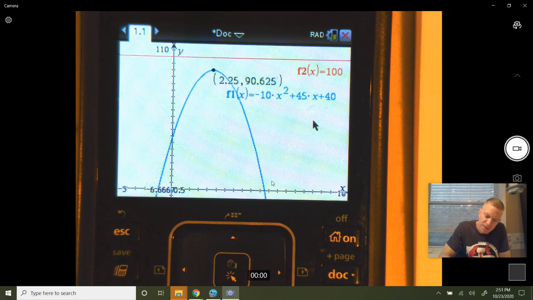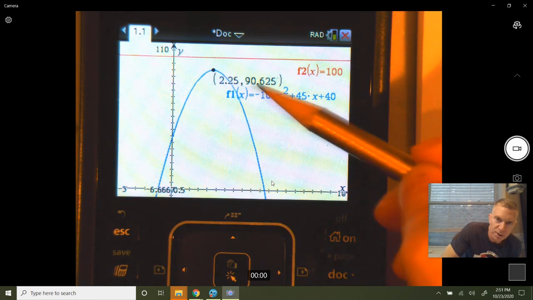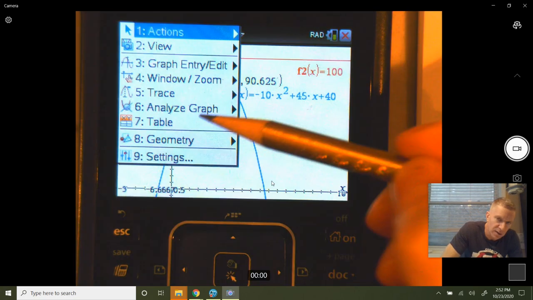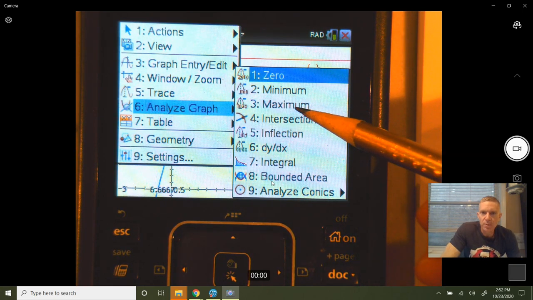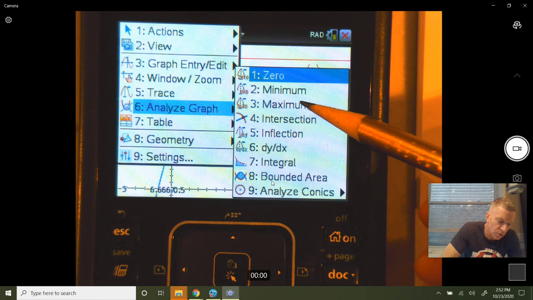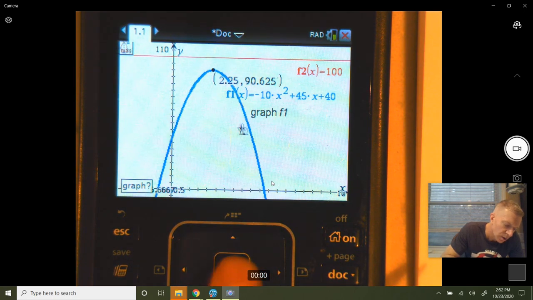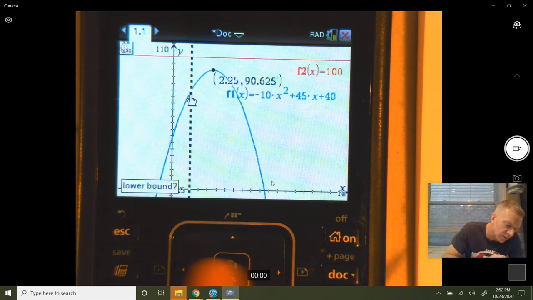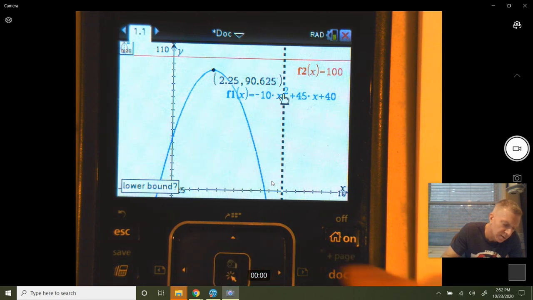How long must Jerry study to make the highest grade? So we want to find this vertex. It actually looks like it's showing us the vertex, but let's verify that. Let's go to menu, and we go to analyze graph, number 6. And we want to find the maximum. Since this is a parabola opening down, it's going to have a highest point. And that highest point, the y value, is your score, and that's what you're looking for. So 3. First I have to tell it which graph I want. I want the maximum on this graph. So now it gives me a lower bound. I go over to the right, upper bound, hit enter.